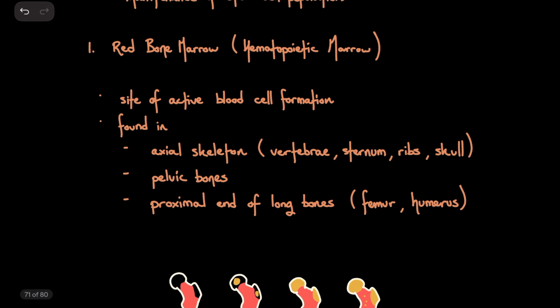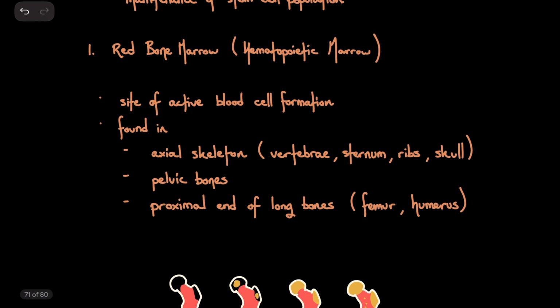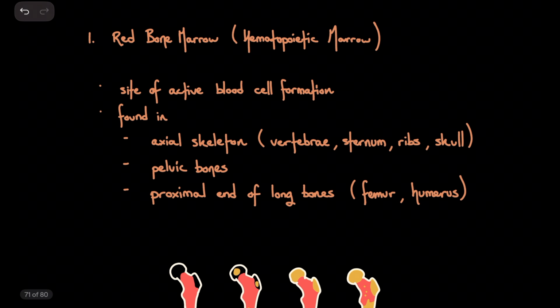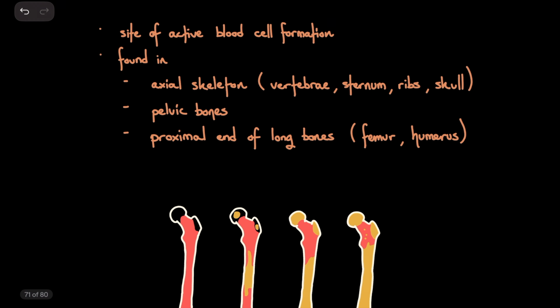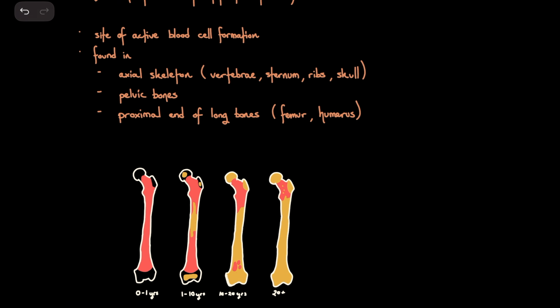So first up, we have two types of marrow that we need to discuss. We have red bone marrow. This is our hematopoietic marrow. This is the stuff that is actually making blood cells, so the site of active blood cell formation. When you're very young, we'll talk about where hematopoiesis is occurring more next lecture, but when you're very young, red bone marrow is almost everywhere. It's very, very common. As you age, it starts to kind of fade away.